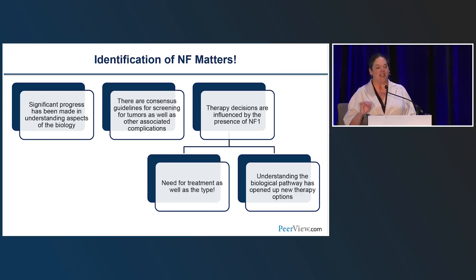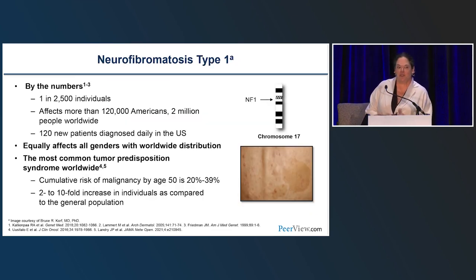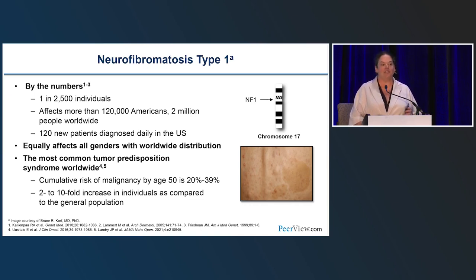There are consensus guidelines for screening as well as what to do with some of the complications. And particularly in the setting of NF1, whether or not and how we treat patients with tumors does depend on whether or not NF1 is present. So just the quick numbers, and some of these numbers have changed pretty recently. NF type 1 now is thought to be about 1 in 2,500 individuals. It affects over 120,000 Americans and 2 million people worldwide. So it means a fair number, and 120 patients are diagnosed daily.